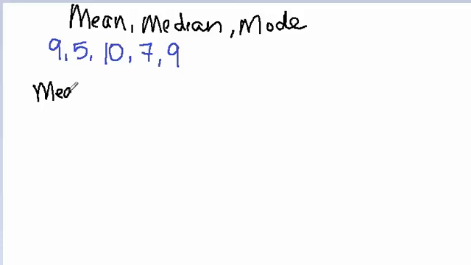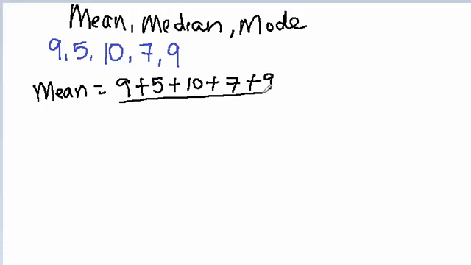If you were going to summarize using the mean, you would add all the numbers together, 9 plus 5 plus 10 plus 7 plus 9, and you would divide those numbers by the number of test scores that you have. And you have 1, 2, 3, 4, 5, divided by 5. 9 plus 5 is 14, plus 10 is 24, plus 7 is 31, plus 9 is 40, divided by 5. That gives you 40 over 5 is 8. So your mean is 8.